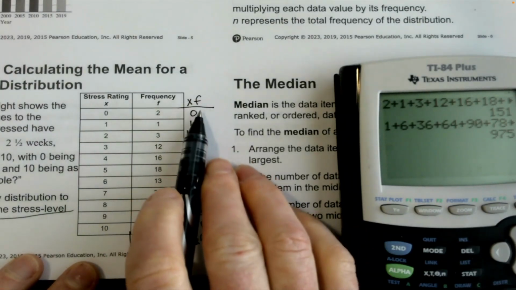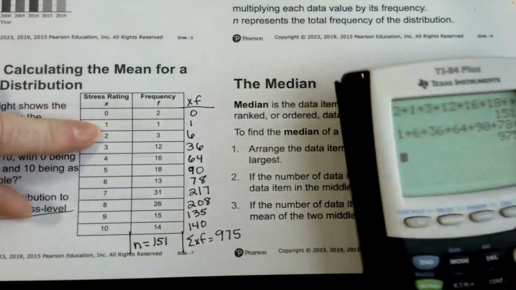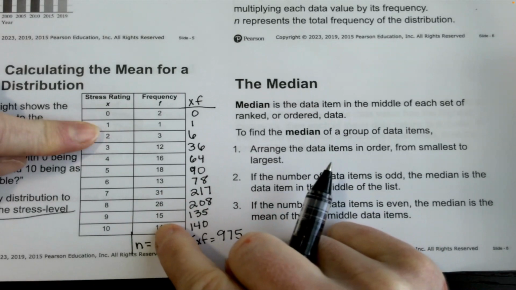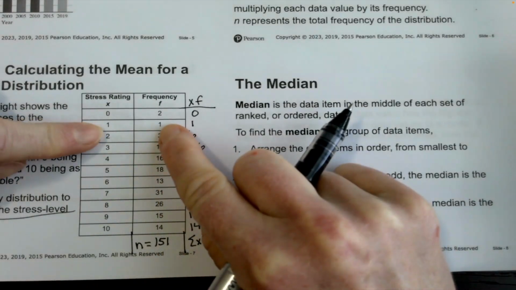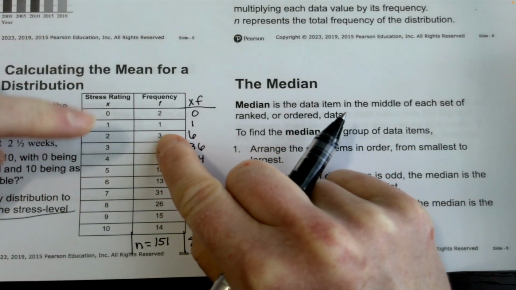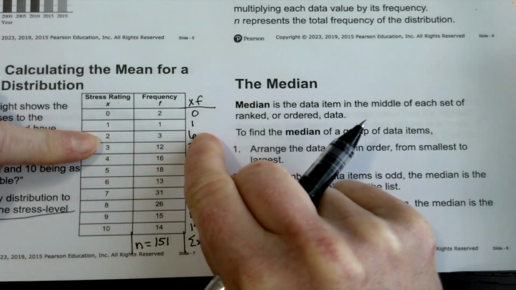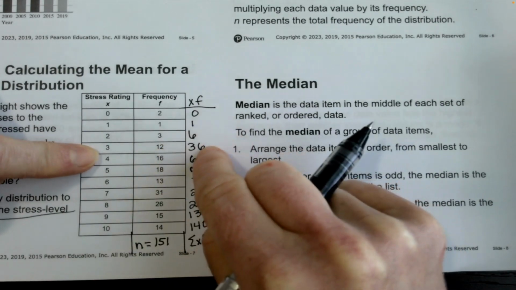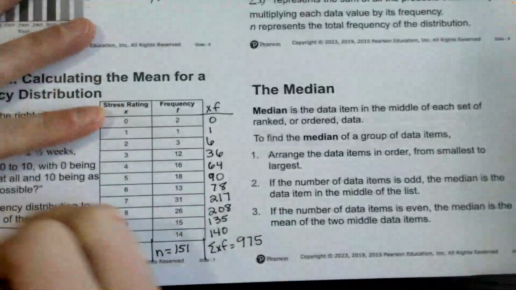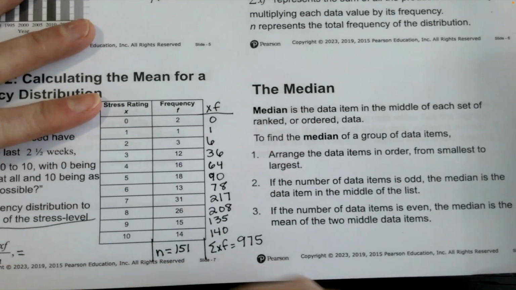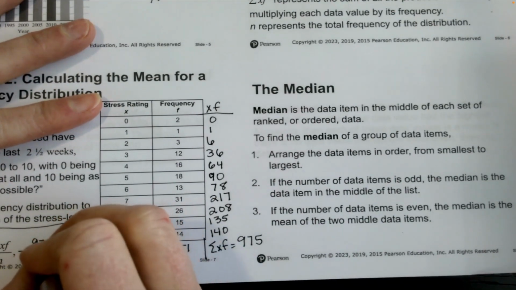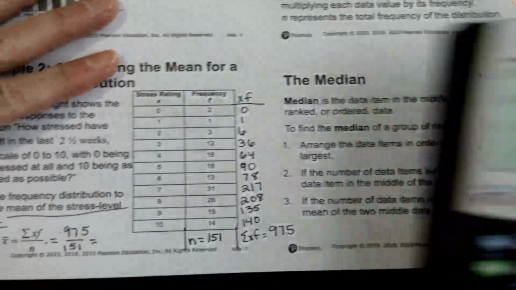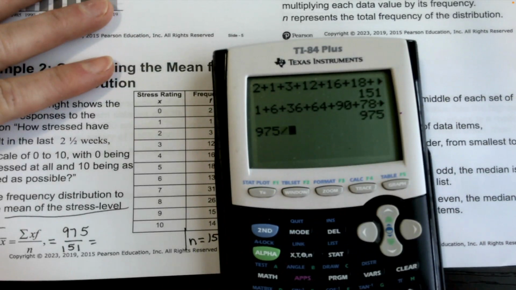So we're getting xf from if we were to list out all of the stress values for each of these people. So one person did 1, 3 people chose 2. So that's where we get the 6. You're adding them up. 12 people chose a 3. That's why you're getting that 36. Okay. So here's our formula. So the sum of xf is 975 over N, 151. So 975 over 151.